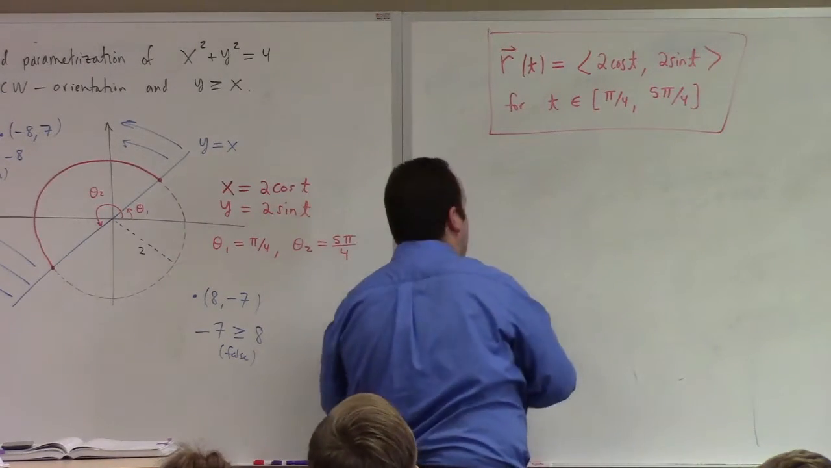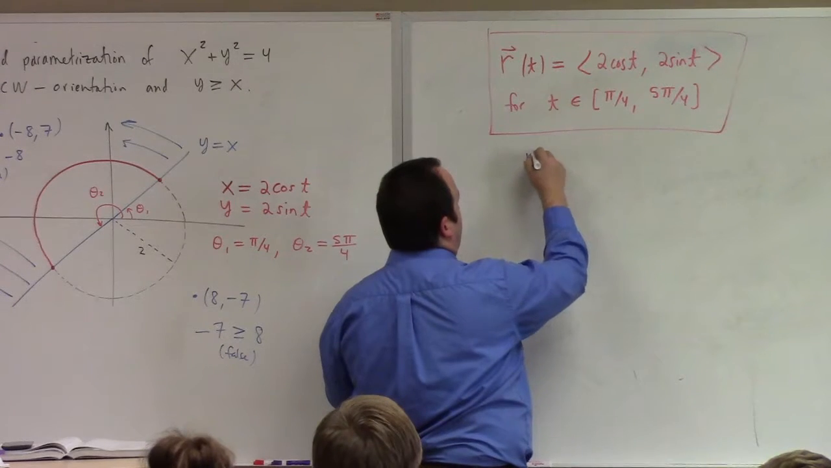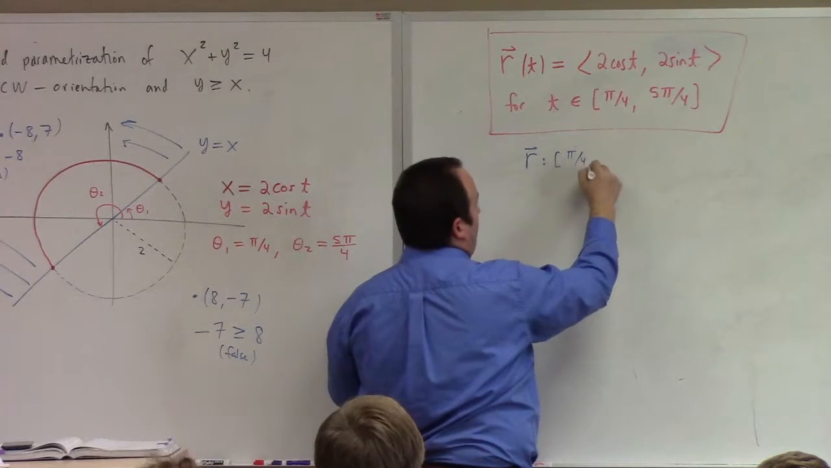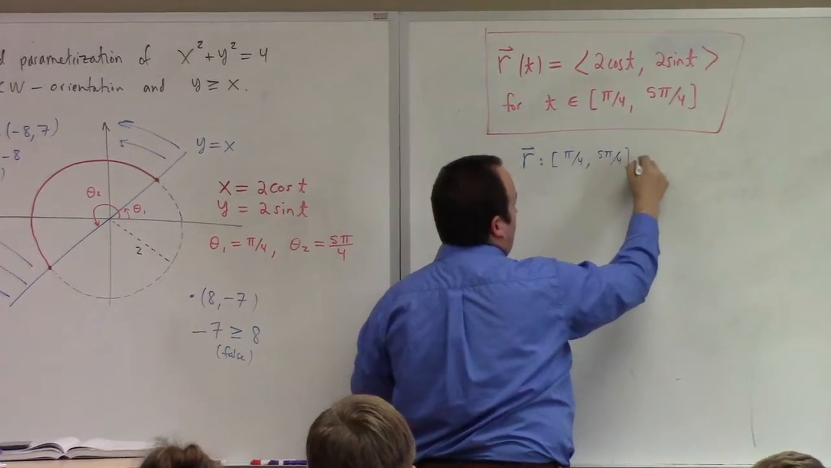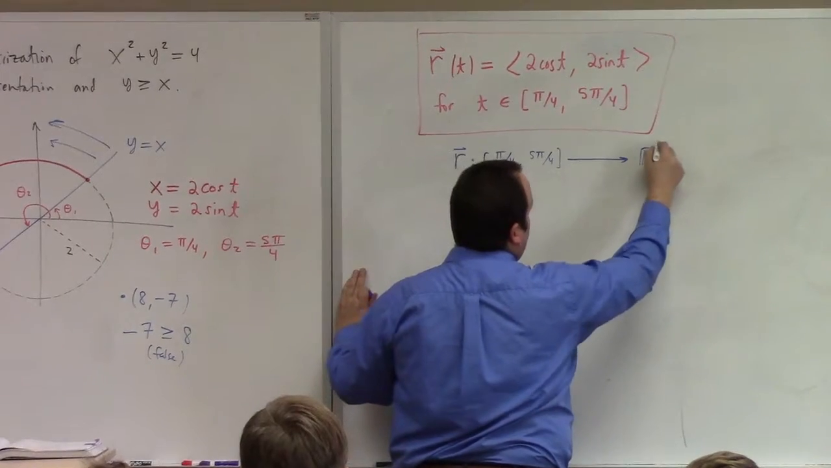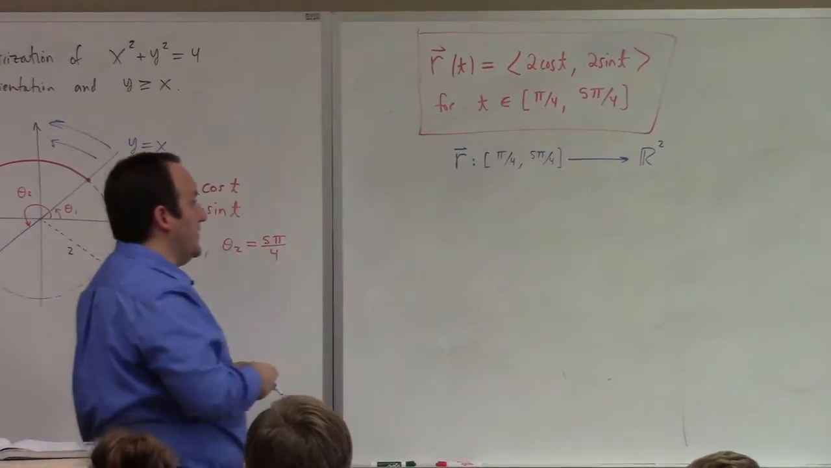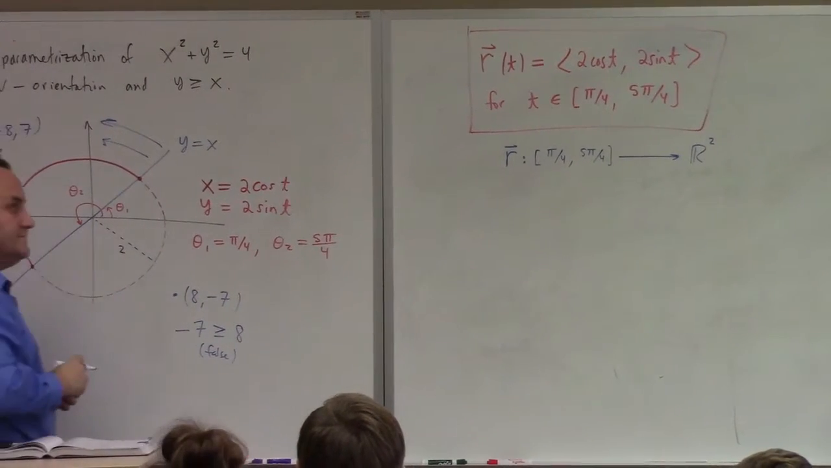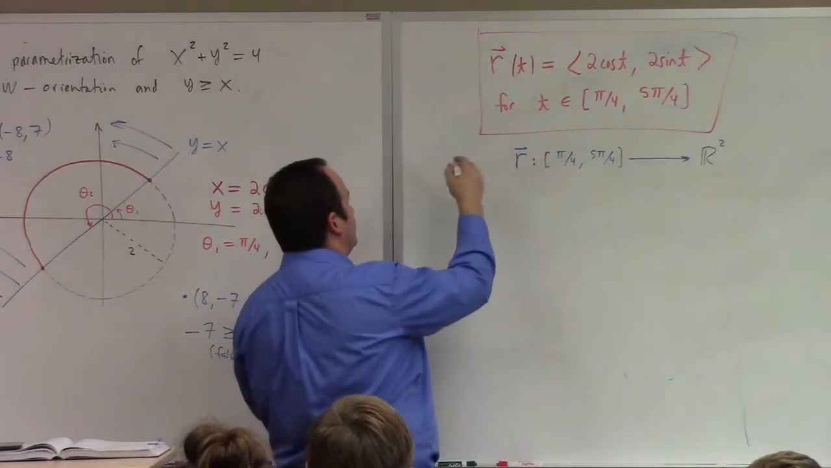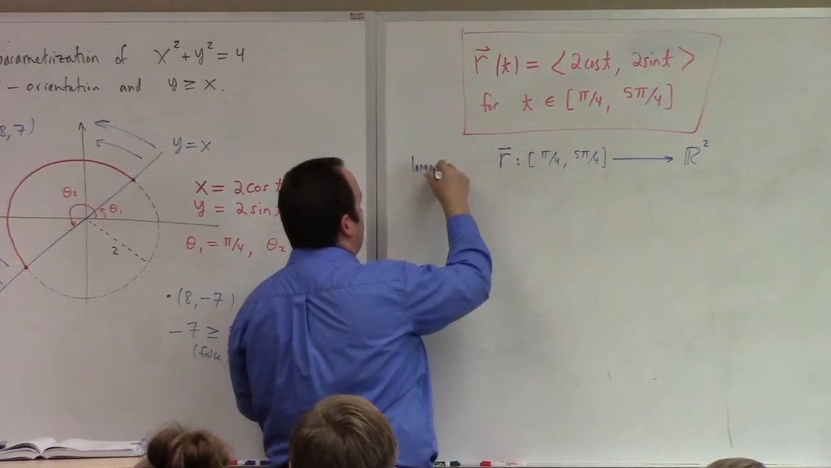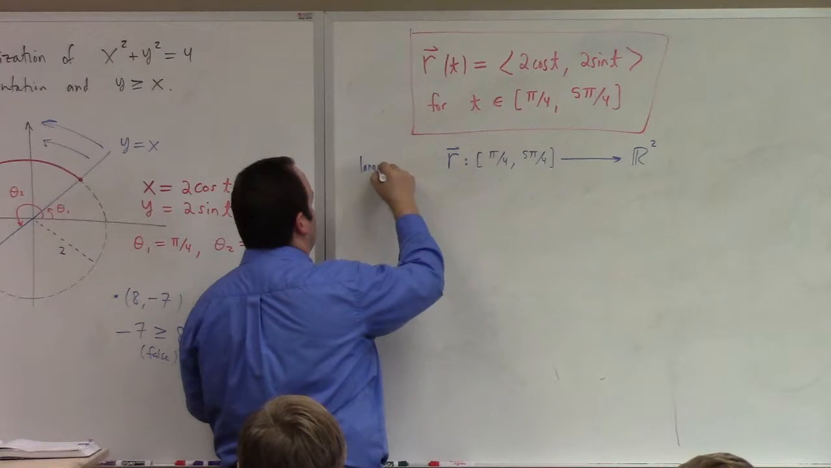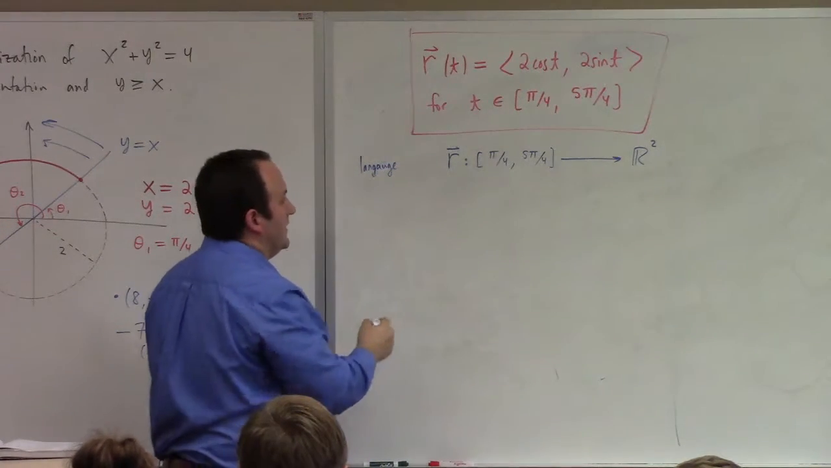You could do further here. What we're looking at is r is a mapping. What's the domain of it? The domain is pi over 4 to 5 pi over 4, right? And it's a mapping into R2. The image of this parameterization is exactly this red curve right here. So that's just language. Language. I can't spell today. There we go. All right.